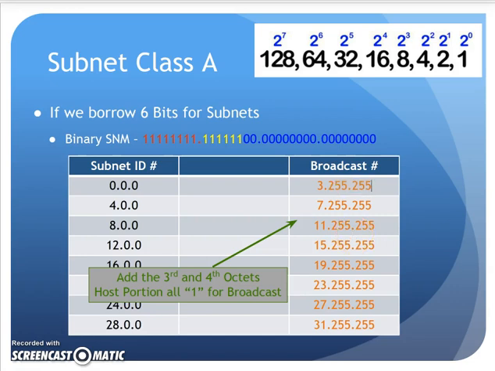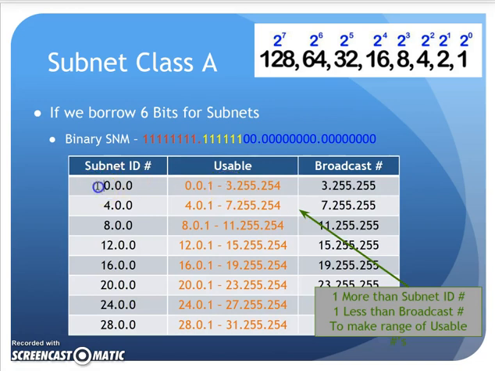To get my usables, I'm going to do one more, one less, just like I did before. So this one right here, 0.0.0, one more would be, again, think of an odometer, far right column, 0.0.1. This one right here becomes 4.0.1. This one right here becomes 8.0.1.